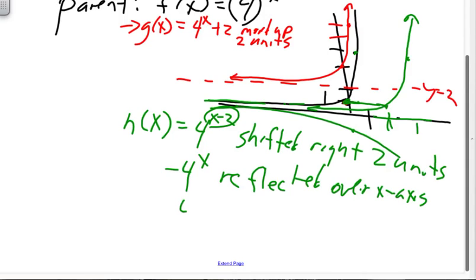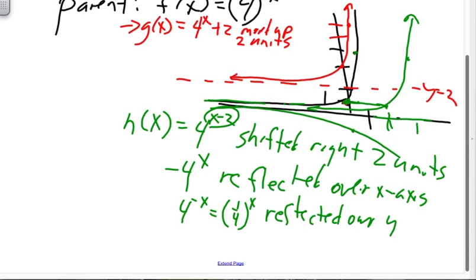And 4 to the negative x, which would be the same as 1/4 to the x, which you should have recognized from what we did before, is reflected over the y-axis. So it will still go through that one, but now at 1 I'm going to be at 4, so it's going to look like this.